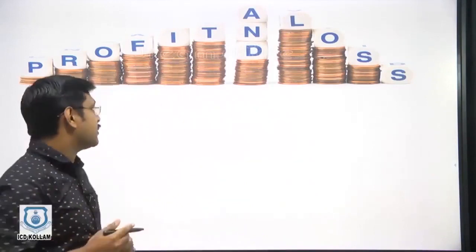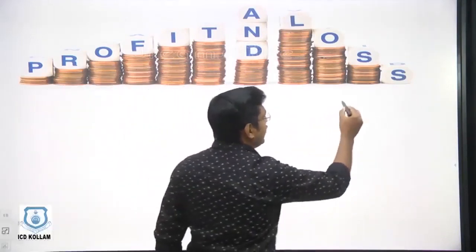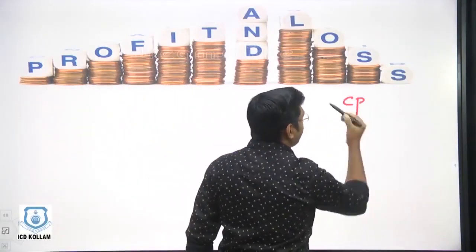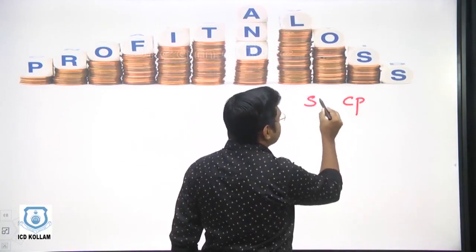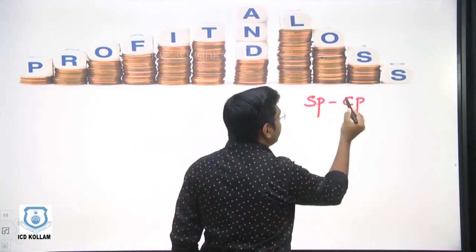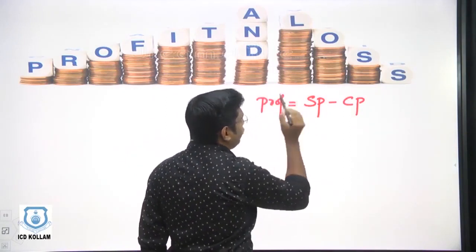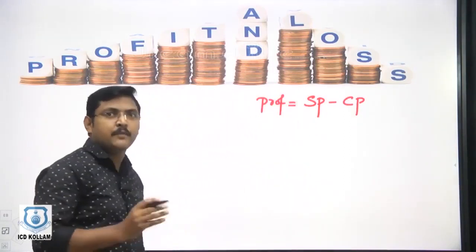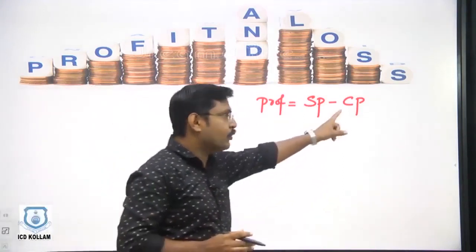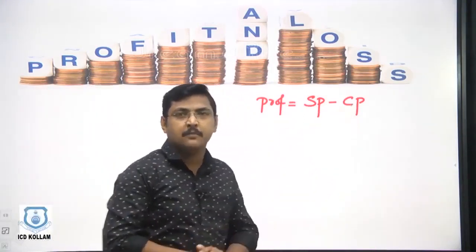So I am writing those terms. First of all, the first term we discussed is cost price, right? And the second term is selling price. From this data it is clear that the difference between selling price and cost price is the profit. So we got the formula to find the profit. I hope you got the idea of what cost price and selling price are.